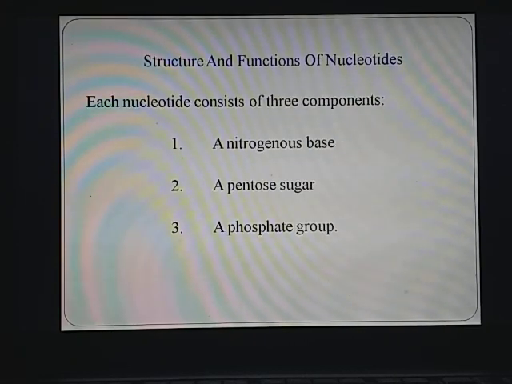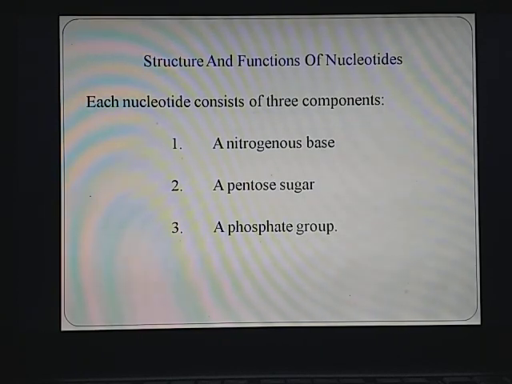Before going to pyrimidine nucleotide metabolism, it is important to recall a few important things which have been discussed with you in the last classes. They are the structure and functions of nucleotides. Each nucleotide consists of three components: a nitrogen base, a pentose sugar, and a phosphate group. The nitrogen bases are adenine, guanine, thymine, cytosine, and uracil. Nitrogen bases are of two types, purines and pyrimidines. The purines are adenine and guanine, and the pyrimidines are thymine, cytosine, and uracil.